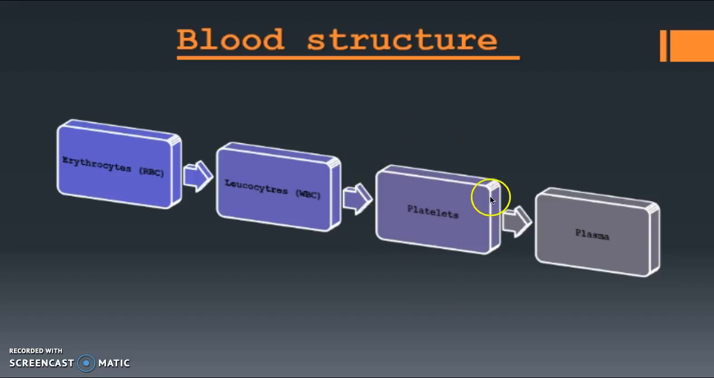And platelets, blood platelets are cell fragments, and they're approximately disc-shaped fragments, and they have a diameter of 2 to 4 micrometers. So 1 micrometer is really, really small compared to a millimeter.